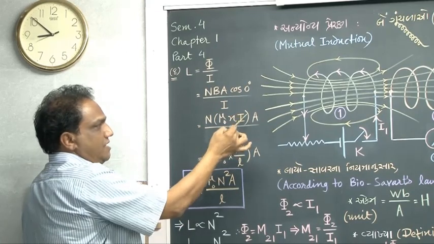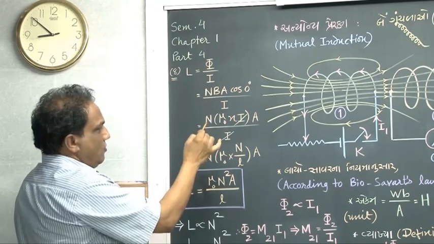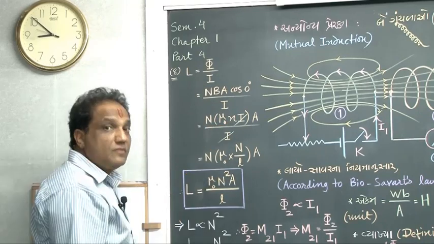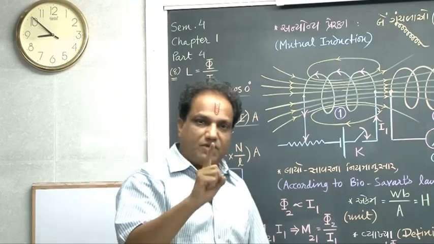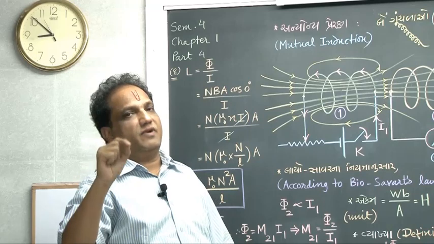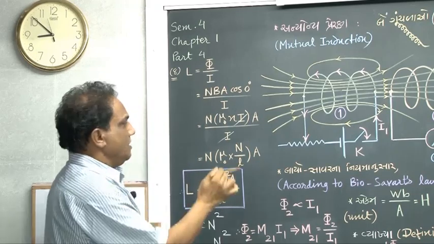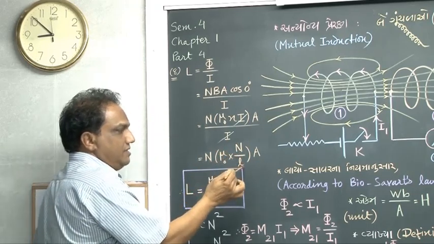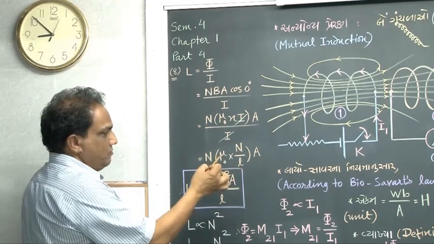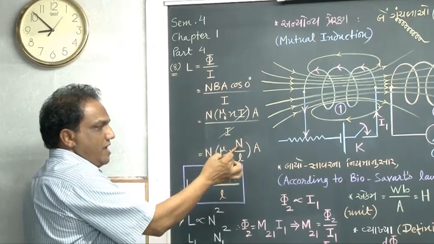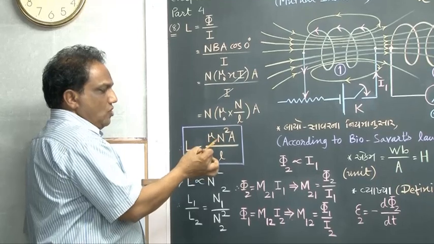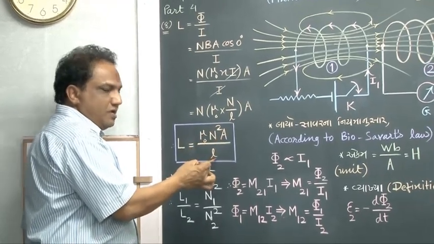Come on, the I ones are getting cancelled. Now n as it is, mu 0 as it is. What is small n? Number of turns per unit length. That is total number of turns divided by total length. Come on, total number of turns is capital N, total length is L into A. Fine. And now this is mu 0. Come on, n into n, that is n square into A upon L. Mu 0 n square A upon L.